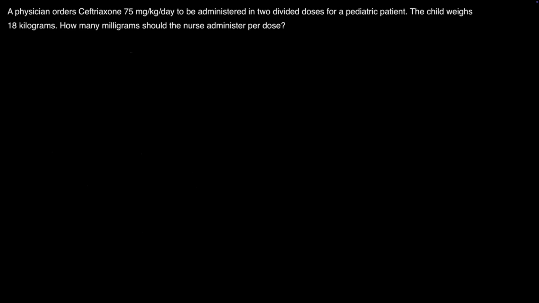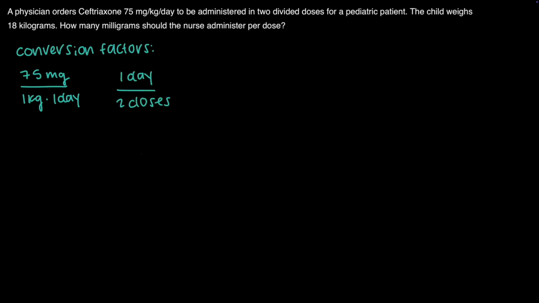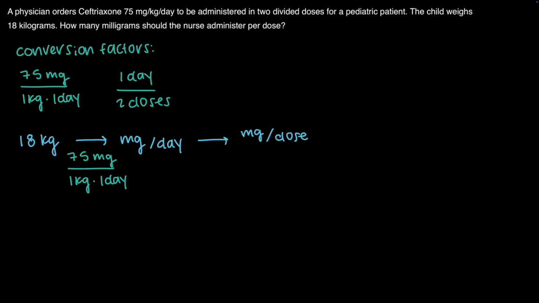In this problem, we are given 75 milligrams per 1 kilogram per day, 1 day per 2 doses, and the child's weight as 18 kilograms. The given or starting value is 18 kilograms. Based on the conversion factors that we have, kilograms are connected to milligrams in the conversion 75 milligrams per 1 kilogram per day. So from kilograms, I can next convert to milligrams per day. Milligrams per day are connected to milligrams per dose with the conversion 2 doses per 1 day.